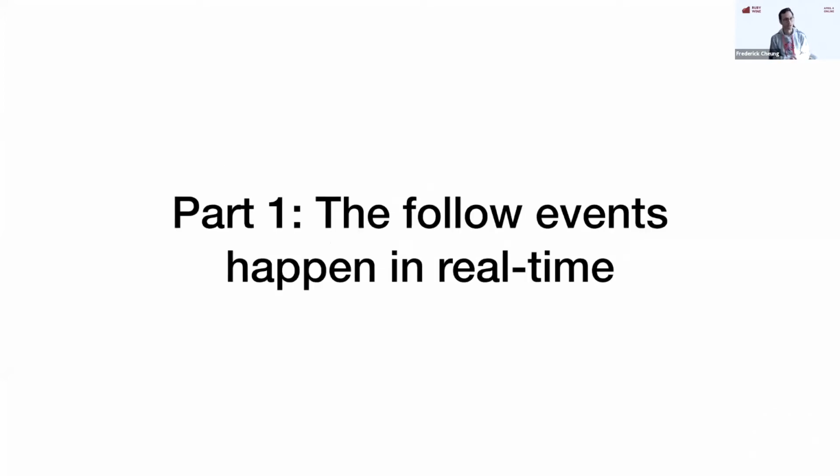So part one, the following events happen in real time. This isn't a reference to the TV show 24, showing my age a bit with my cultural references. This is about our real-time recommender. When you build recommender systems, there is very often a tension between the things that you can do fast, but not so accurately, and the things that you can do accurately, but not fast.